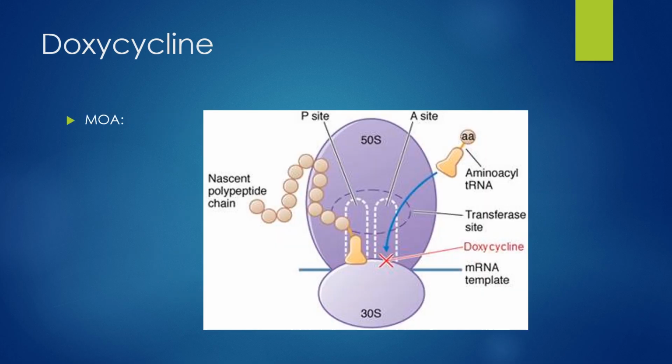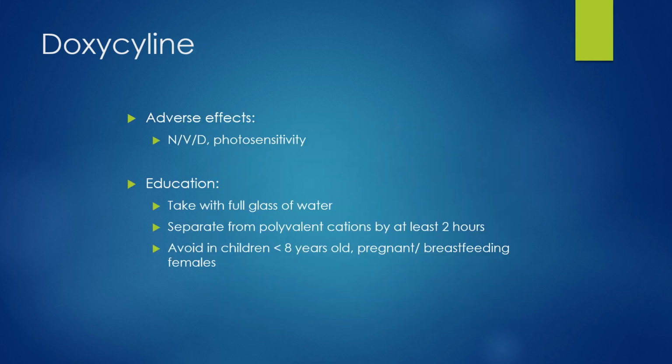The last antibiotic we'll talk about for bacterial rhinosinusitis is doxycycline. Doxycycline inhibits bacterial protein synthesis by reversibly binding to the 30S ribosomal unit. The side effects of doxycycline include nausea, vomiting, diarrhea, as well as increased photosensitivity.